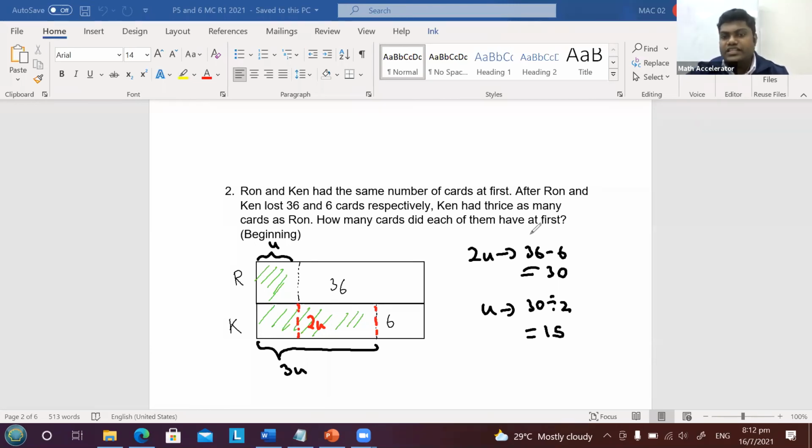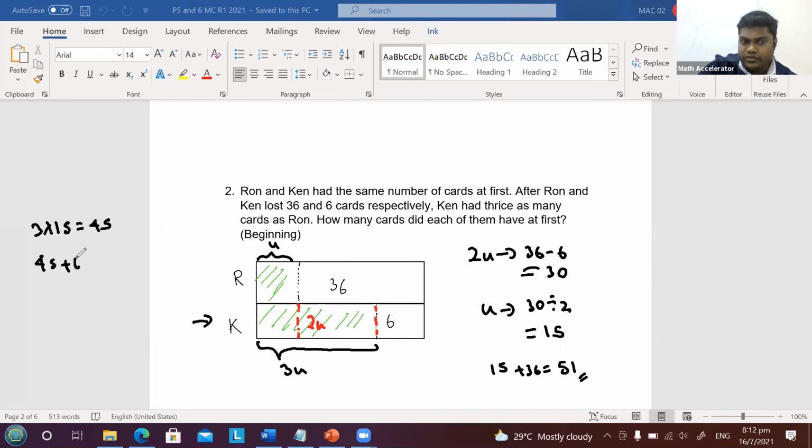So how many cards did each of them have at first? You can either go and find for Ron or Ken. You still get the same answer. So it's easier to find for Ron, right? Just have to take 15 plus 36. You'll get 51 straight away. If you want to check whether your answer is correct, you can do it for Ken as well. Just take 3 times 15, which is 45. 45 plus the 6. You should also get the same answer.